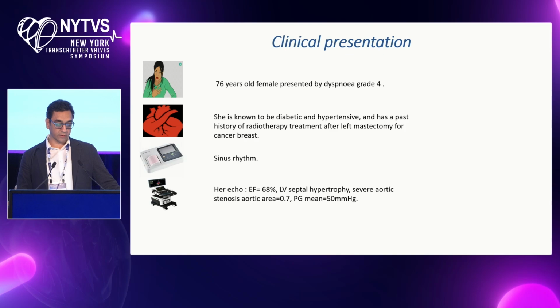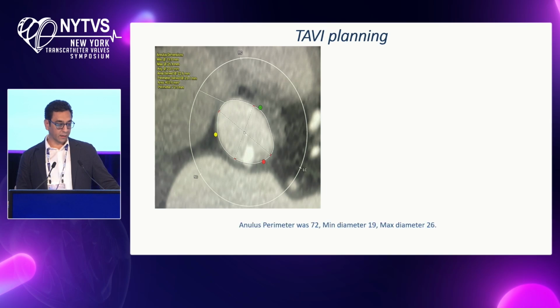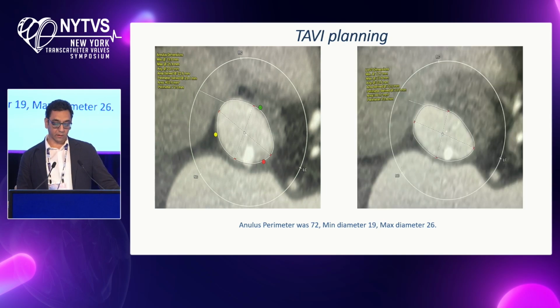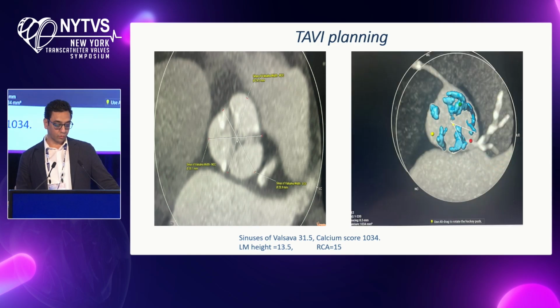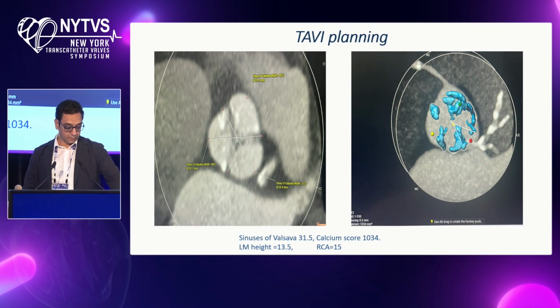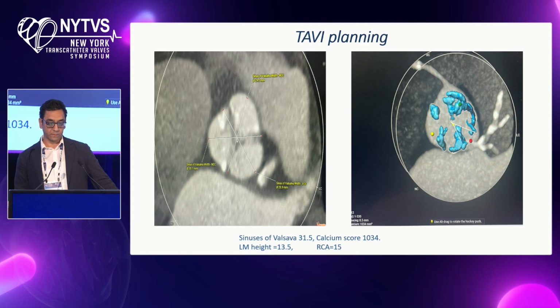She had left ventricular septal hypertrophy, severe aortic stenosis, and the area was 0.7. The mean gradient was 50 millimeters of mercury across the aorta. So, our TAVI planning. Our annulus perimeter was 72. Our minimum diameter was 19, and our maximum diameter was 26. Sinus of Valsalva was 31.5, and calcium score was 1034, and left main height was 13.5, and RCA was 15.